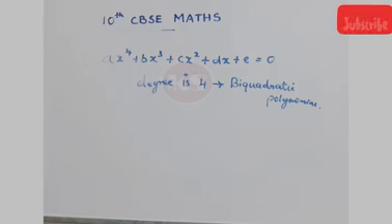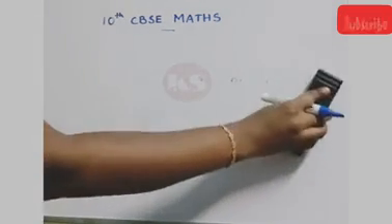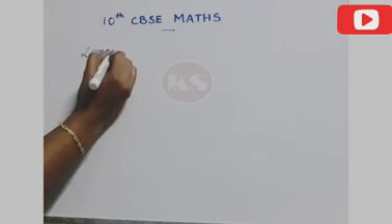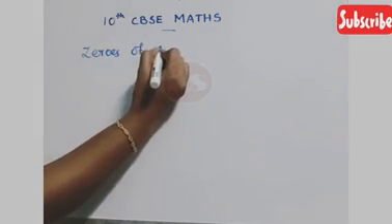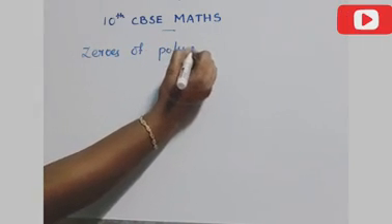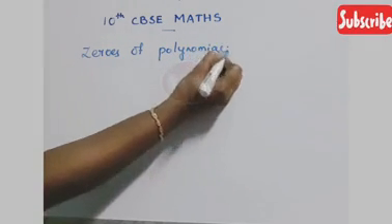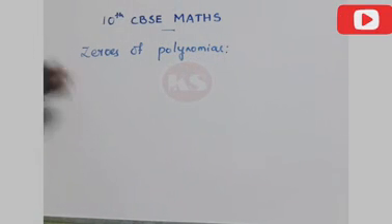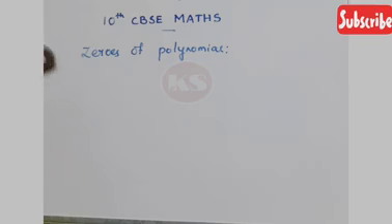In this chapter, the first exercise asks you to find the zeros of the polynomial. What are the zeros of a polynomial? The point where the curve cuts the x-axis is called the zero of the polynomial.